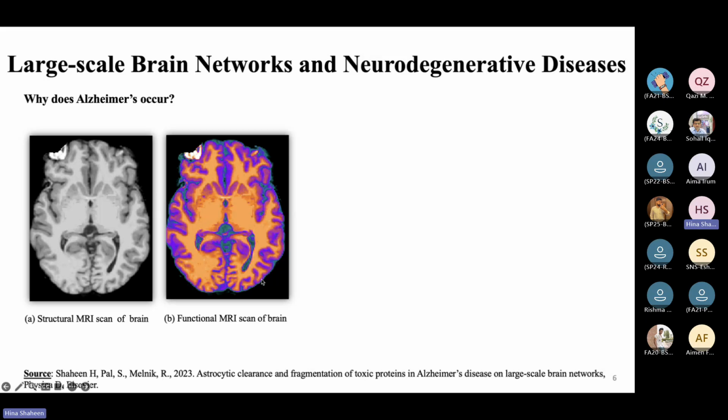However, a functional MRI scan of the brain gives us information about the functional connectivity of the human brain by measuring the changes in the cerebral blood flow in response to neural activity or when the injury happens.